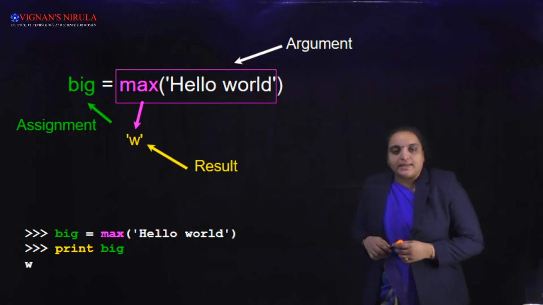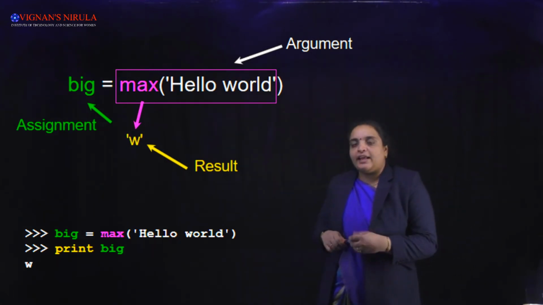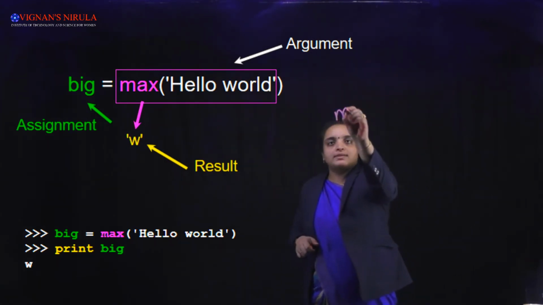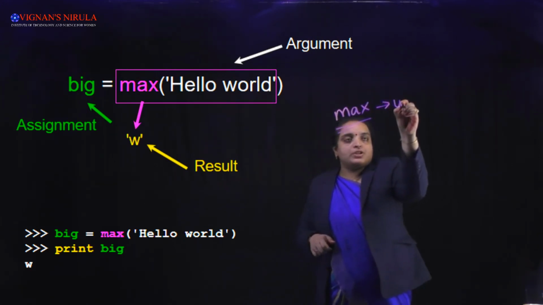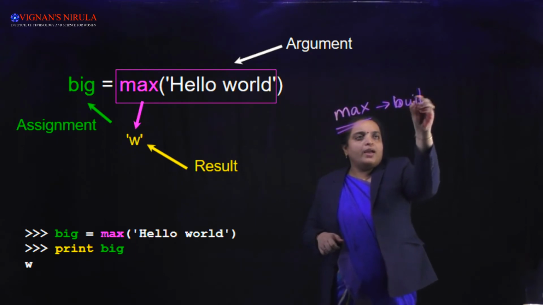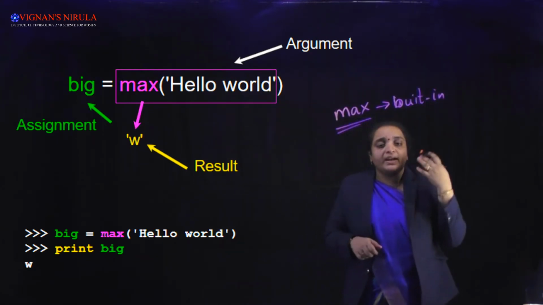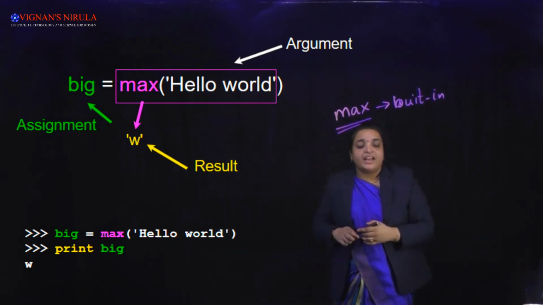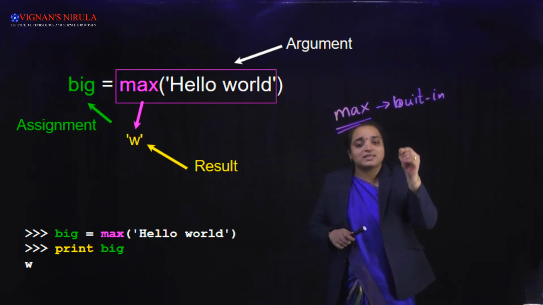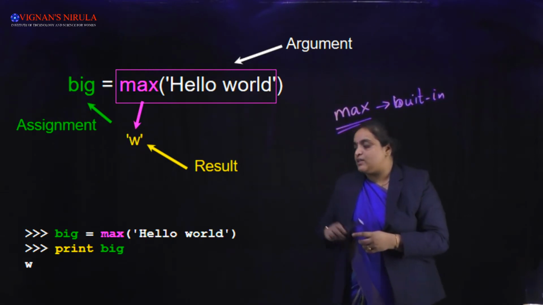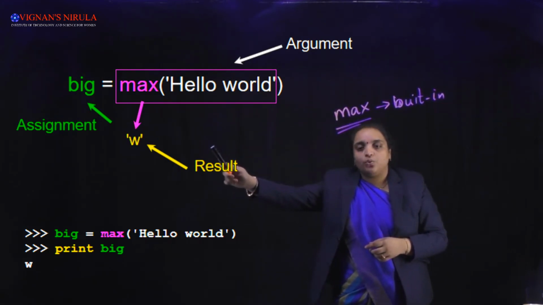Let us see this example. Here we have taken a function called max. This max function acts like a built-in function. So this function is already defined in the Python package. It will calculate the maximum value of the arguments which you supply. Here this max function is assigned to the variable big.